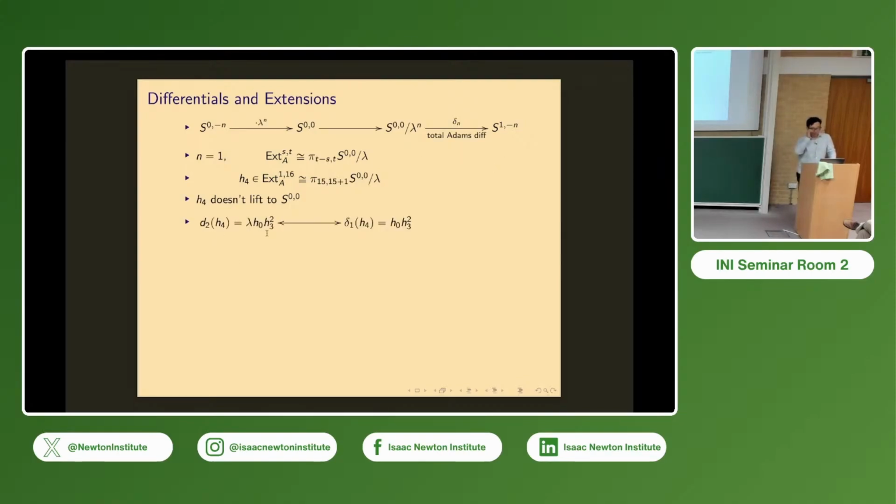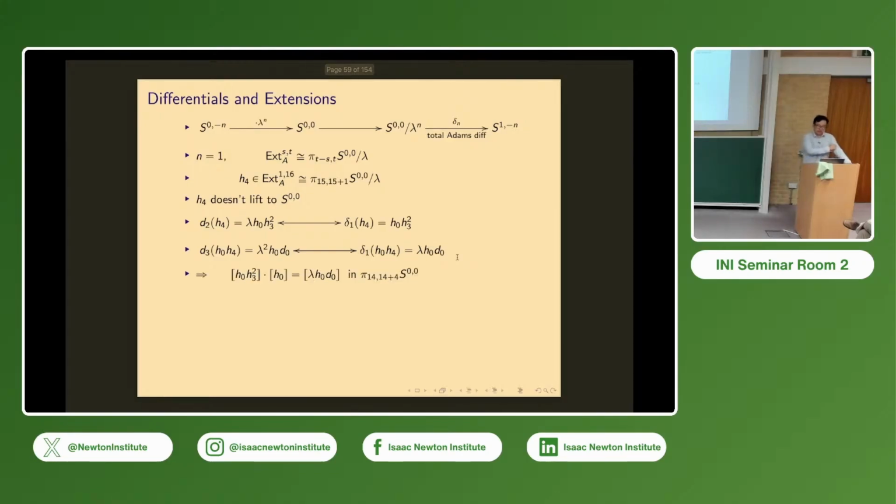This D2 differential creates for us a single lambda torsion, namely there is a homotopy class detected by H0 H3 squared, which is annihilated by lambda, and therefore we can prove that this delta 1 sends this homotopy class H4 in here to this single lambda torsion H0 H3 squared over there. Similarly, if you're considering a D3 differential hitting lambda squared times something, then this element, which is single lambda torsion, will be sent to a lambda torsion here. And H0 D0 is annihilated by lambda squared, so it sends to a lambda multiple of that.